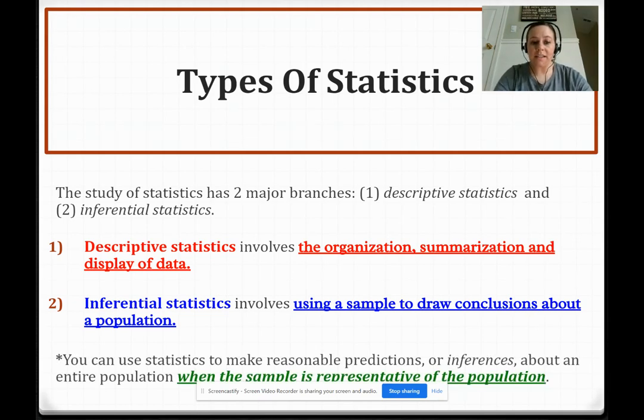Now, you can use statistics to make reasonable predictions, or referred to as inferences, about an entire population when the sample is representative of the population. If your sample doesn't represent your population, it doesn't make sense to then use it to draw conclusions about that group, the larger group that you refer to as your population.